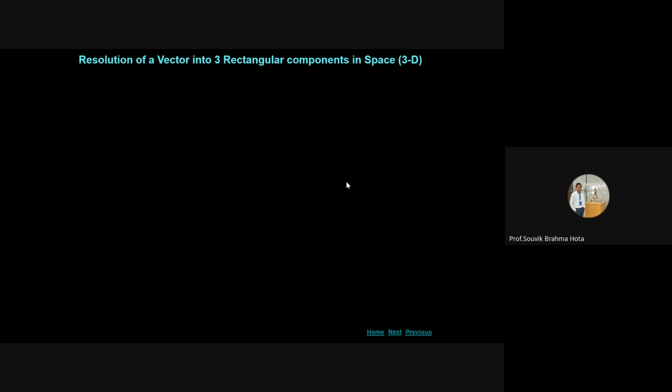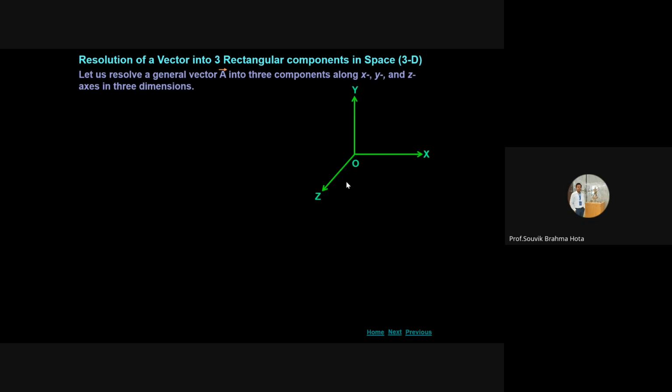Now, resolution of a vector into three rectangular components in 3D space. Let us resolve a general vector A along the three axes x, y, z. You know, this is the coordinate system x, y, z.